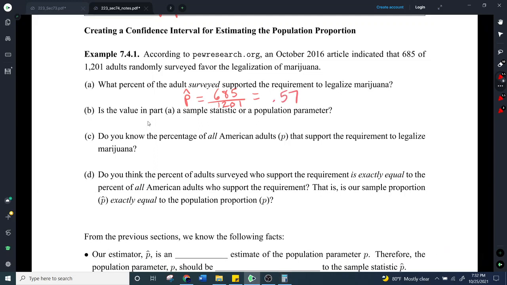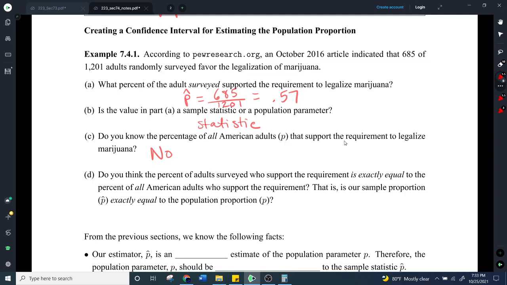Is that value a sample statistic or a population parameter? Well, it's a measurement on the sample. Therefore, it has to be a statistic. Remember, p hat, of course, is a measurement on your sample. That's always a statistic. Do you know the percentage of all American adults, or P, in other words, that support the legalization of marijuana? No, there's no way for me to know that because there's no way for me to go around and ask every single American whether or not they support this legalization. So my only option is to estimate it based on my sample statistic.